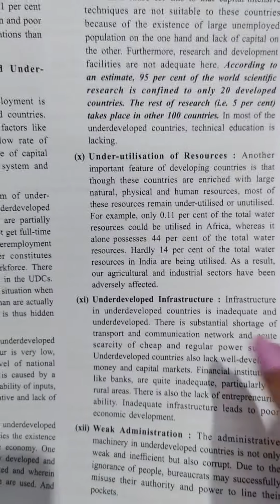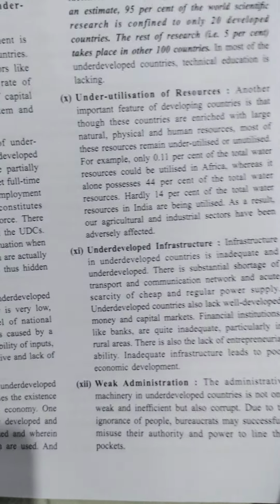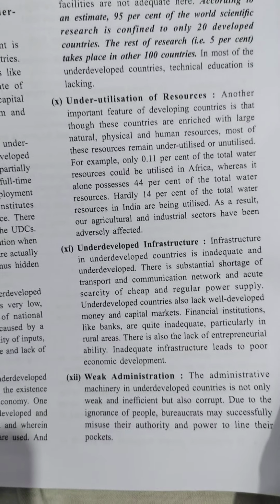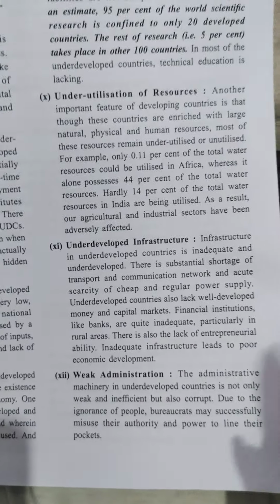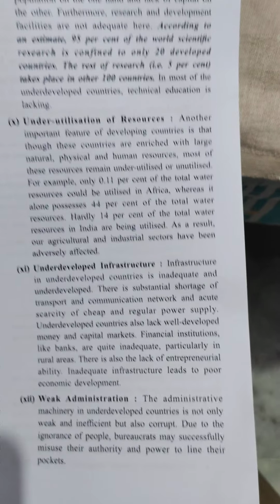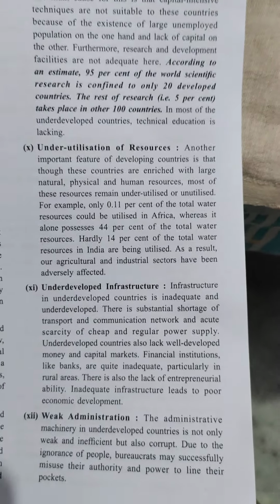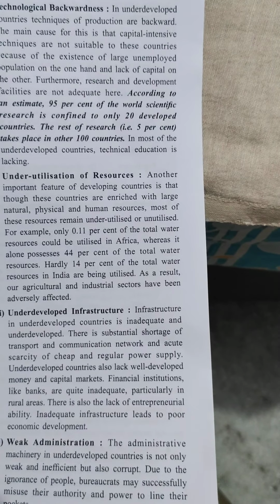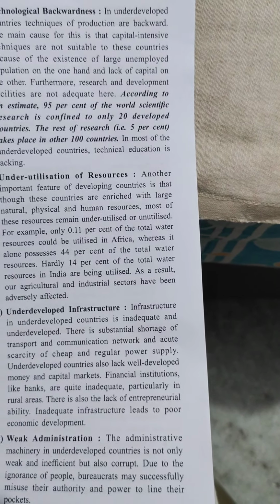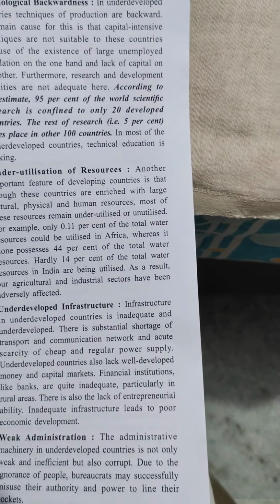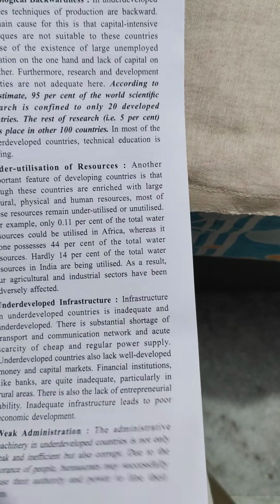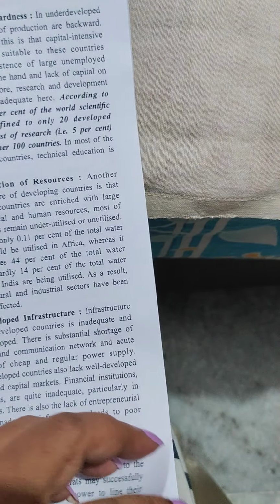Then weak administration. The administrative machinery in underdeveloped countries is not only weak and inefficient but also corrupt. If we talk about India, you see that there is so much corruption. Your work will never be on time. There is a problem and it will be delayed. Due to the ignorance of people, bureaucrats, which means the officials, may successfully misuse the authority and power to line their pockets.